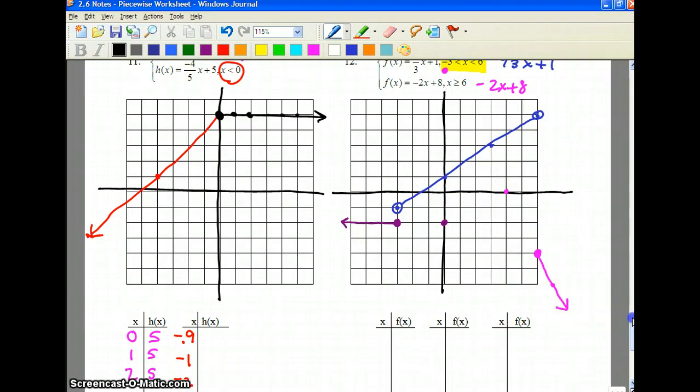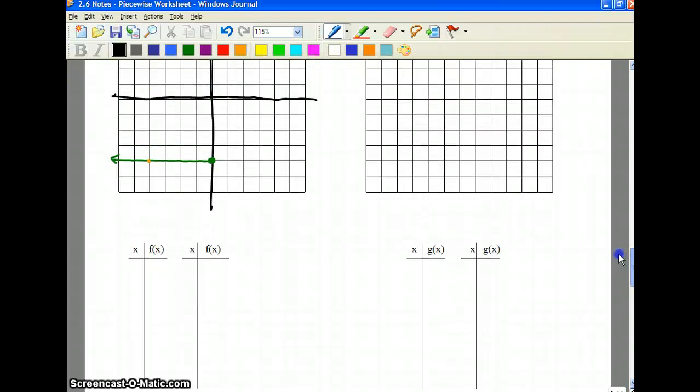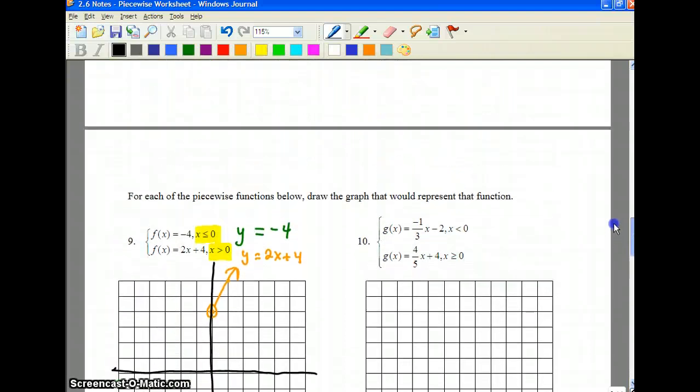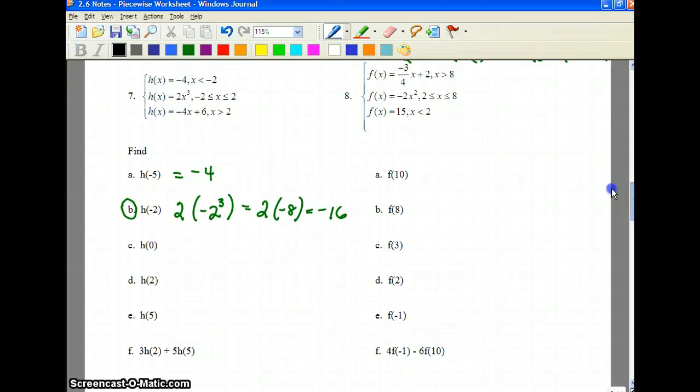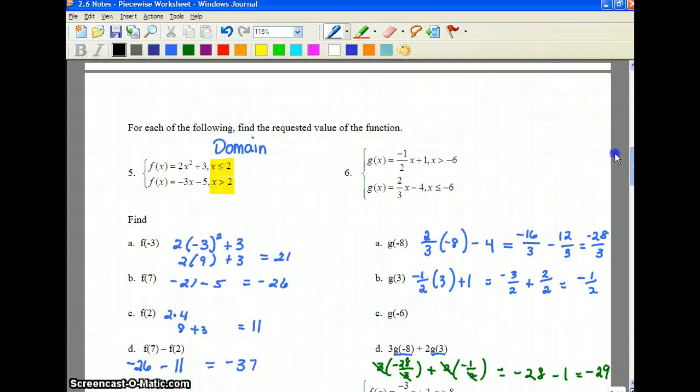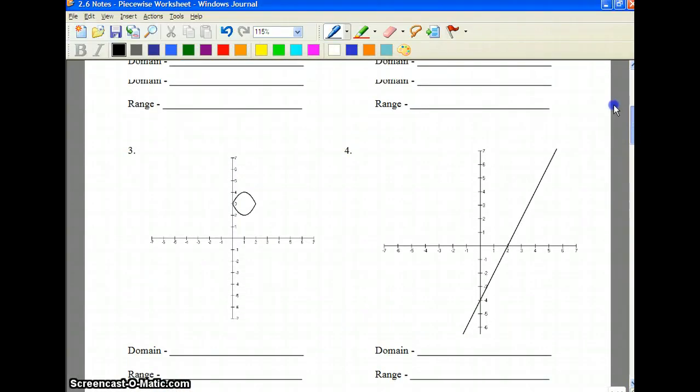So I just want you to try some of these on the worksheet. Or, you know what, just finish these ones that we didn't do. You need to practice this. So your homework is to finish the rest of the notes worksheet. And tomorrow we'll talk about doing 1 through 4 with the domain and the range.